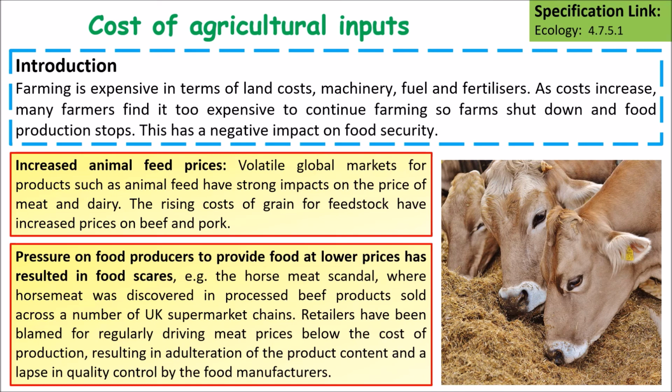So we can think about the horse meat scandal, where horse meat was discovered in beef products. Retailers got blamed for it. However, it wasn't necessarily their fault, because they didn't choose to have it put in the food. However, because they were demanding it at lower prices, people along the food chain put it in to lower costs.